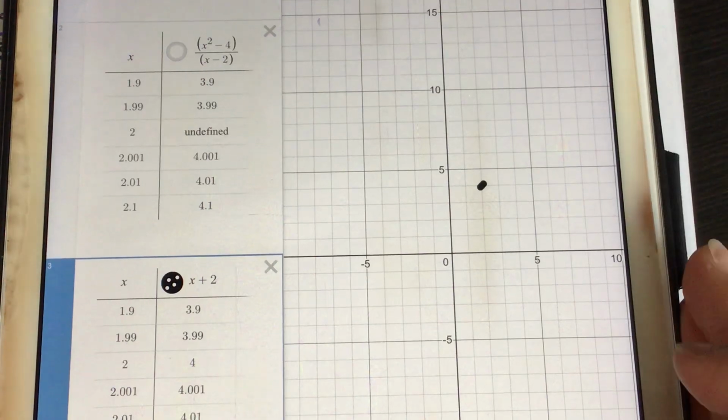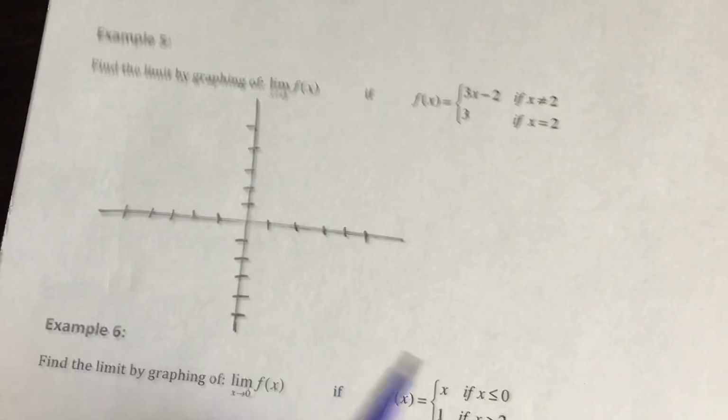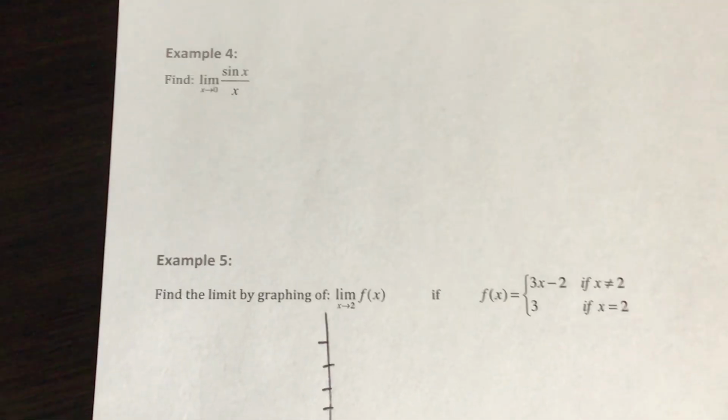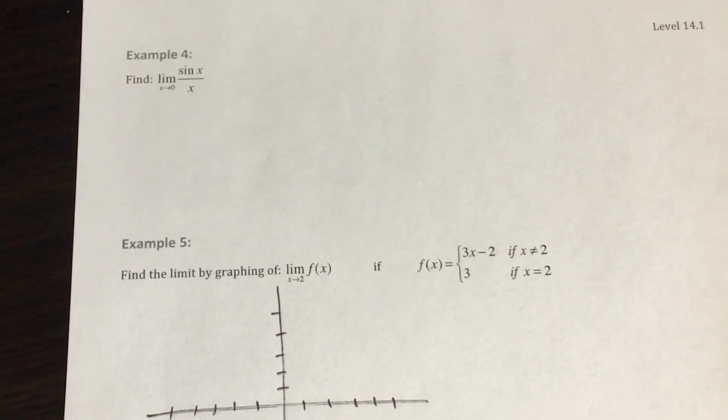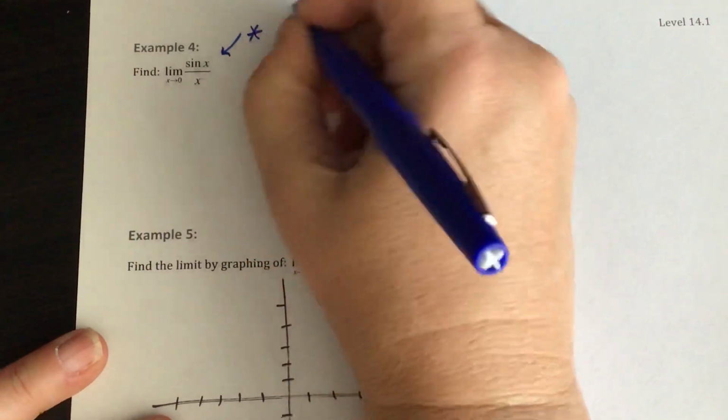All right. So the next one on the next page has this, and this is a common limit in calculus, very common.